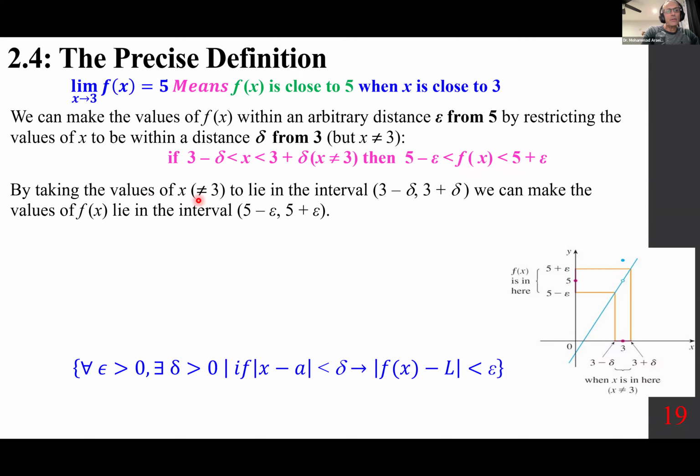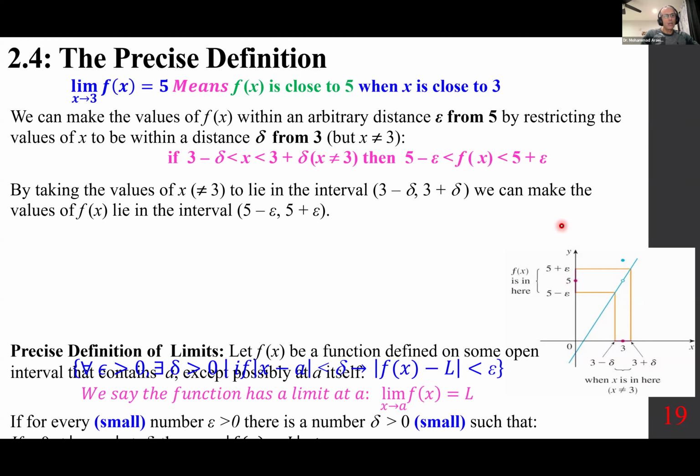By taking the values of x not equal to 3 to lie in the interval of 3 minus delta and 3 plus delta, right here, we can make the values of f of x lie in the interval of 5 minus epsilon and 5 plus epsilon. That's the meaning of it. It's extremely close to the limit, namely the number 5.